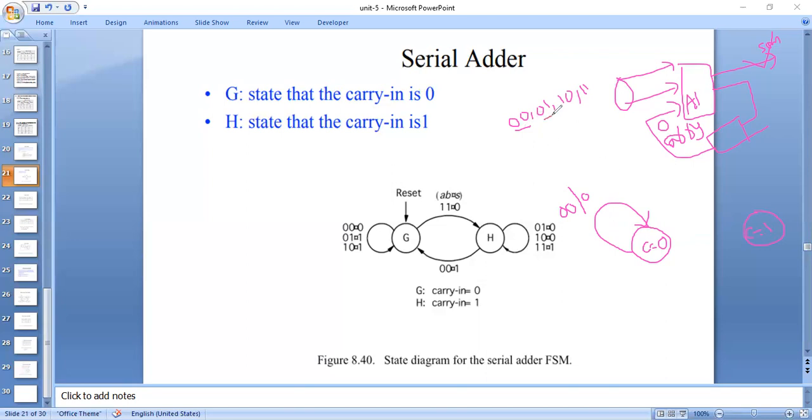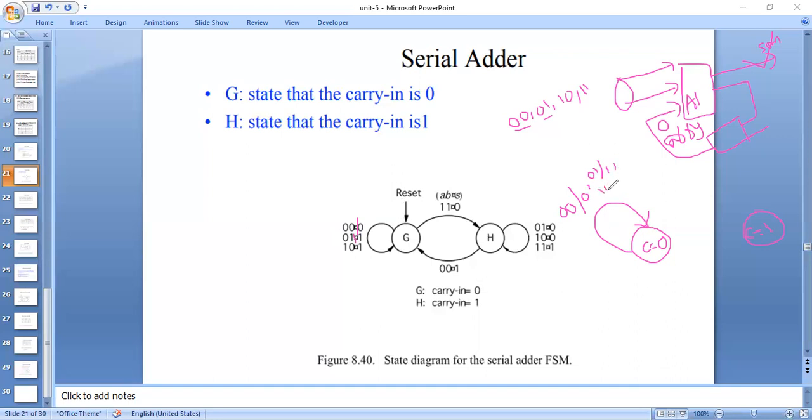And the remaining input 0 1. So for 0 1 input, okay, and we are assuming this present state 0, and add these 3 bits. What we have, sum is 1, but there is no carry, so carry out is 0, right? So you have to represent like that. Numerator has the input, denominator has the output. Okay, and we have another input 1 0.